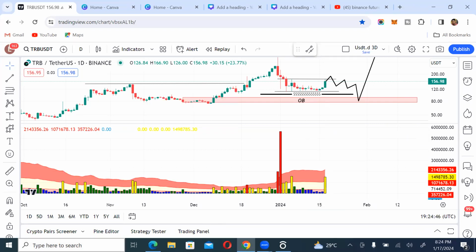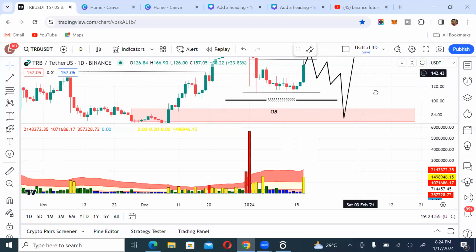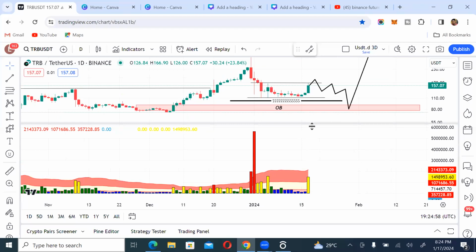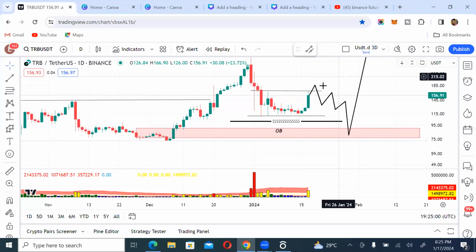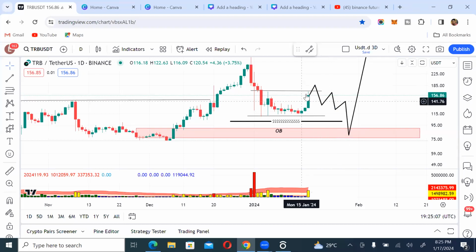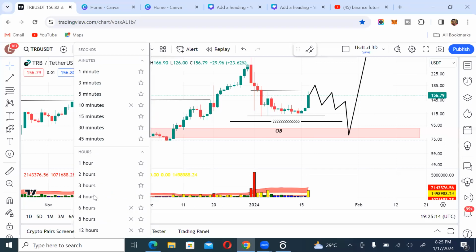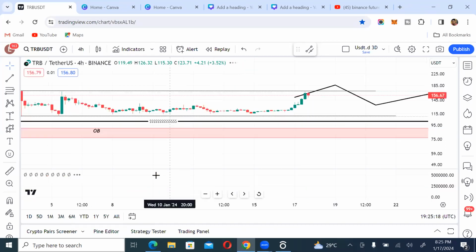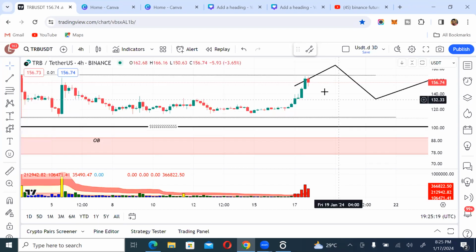So basically, this is what it is. Let's scale down now to 4 hours. We're not going to take this trade though. A lot of people will want to take a sell, but it all depends. If liquidity is swept, then we cannot take a sell. But we have to wait for it first. So let's go to 4 hours now and see what's going on there.